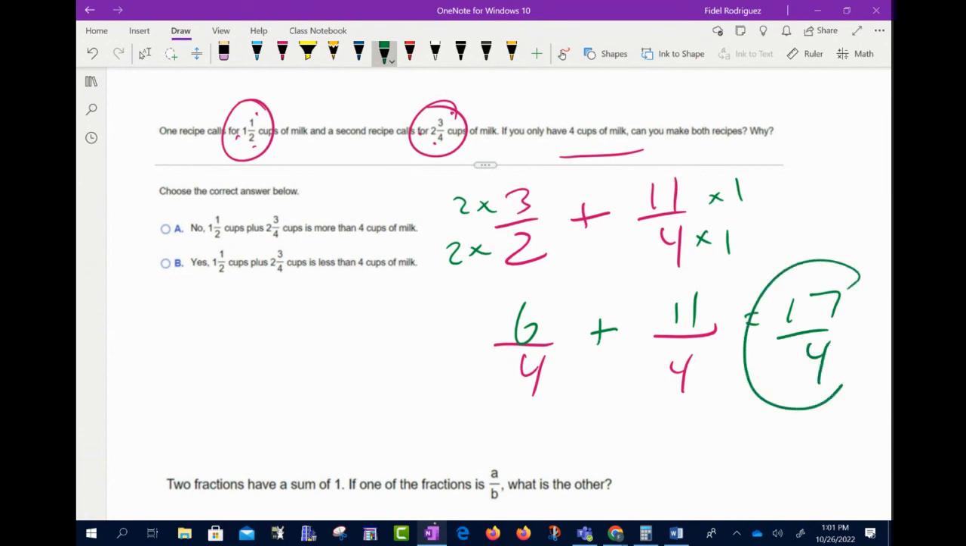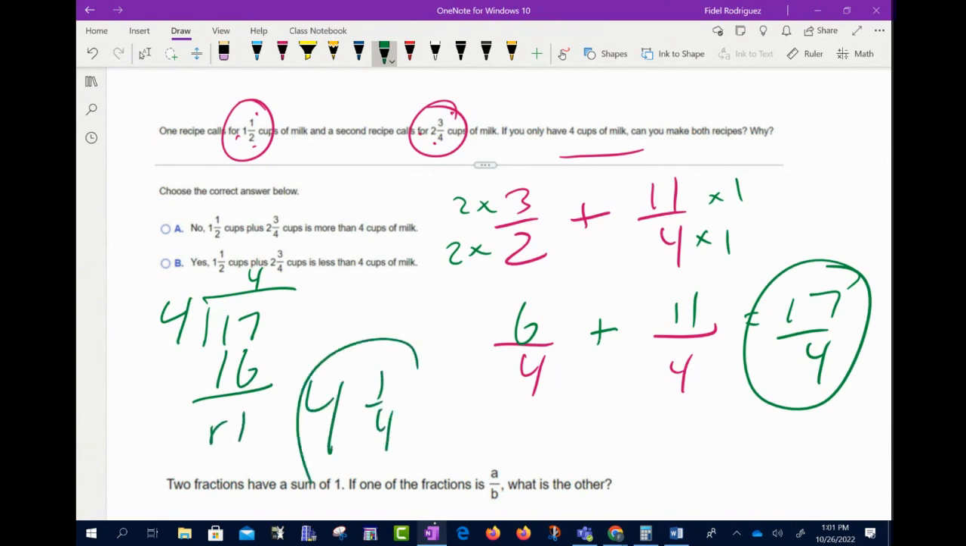And then what I would do is I'd say, look, let me convert that back to a mixed number. So 4 into 17 goes in 4 times with a remainder of 1. So this is 4 and 1/4. So when I put those two together, I need 4 and 1/4 cups of milk. But I only have 4 cups of milk. So can I make it? No, because we need more than 4 cups, right? Because we need 4 1/4 cups. Okay.